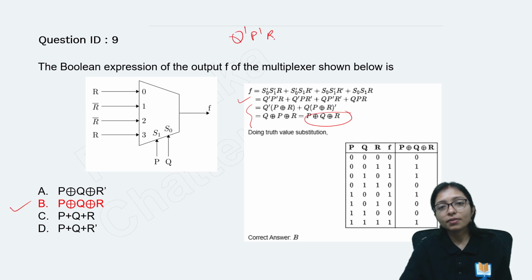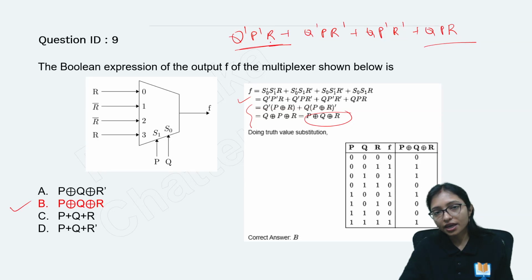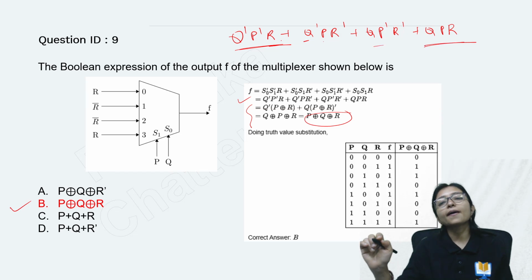Q bar P bar R plus Q bar P R bar plus Q P bar R bar plus Q P R. This is nothing other than XOR, because in XOR at a time one is changing. See that here it was one at a time. Here Q bar P bar R. Here actually Q bar is fixed. P bar only changes. At a time one is changing. This is the direct equation of XOR 3 variable.